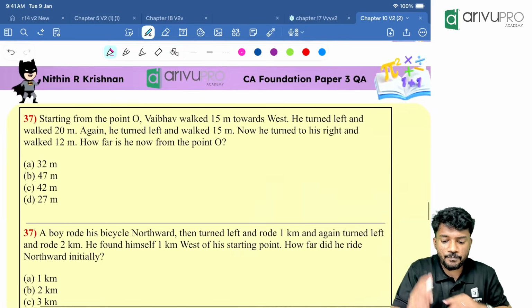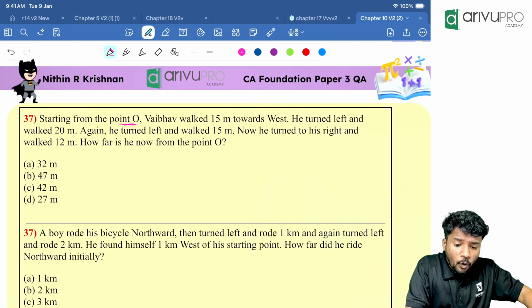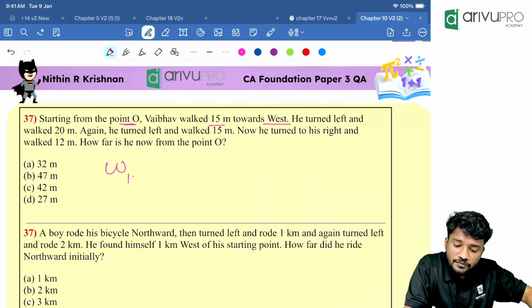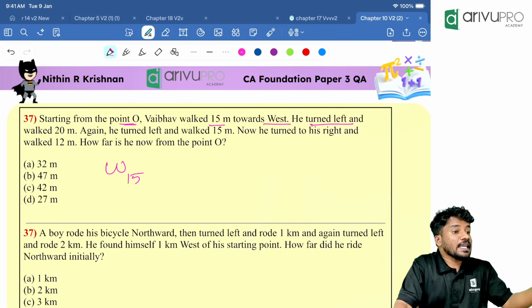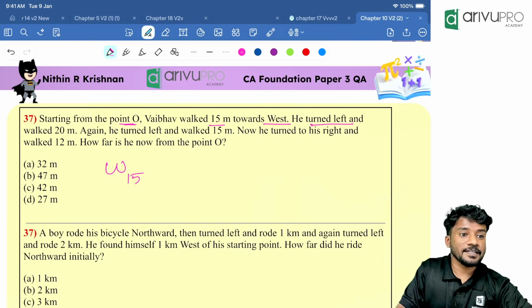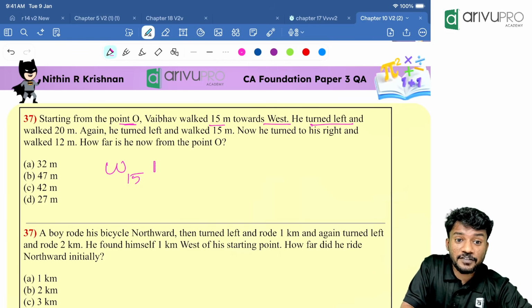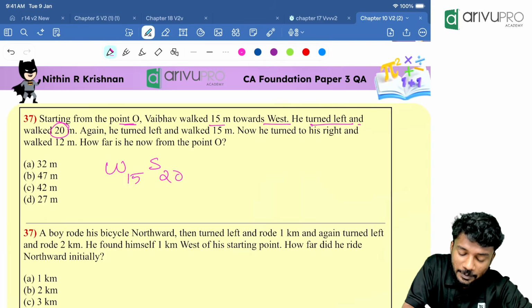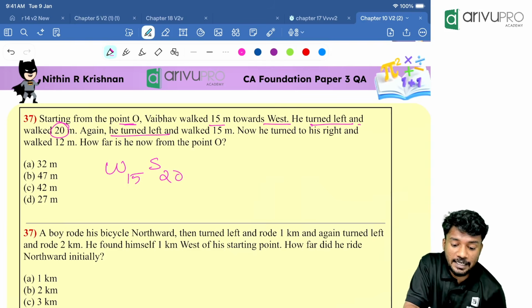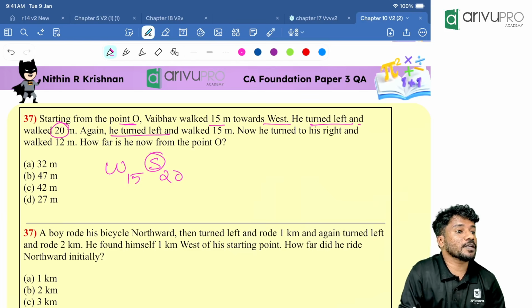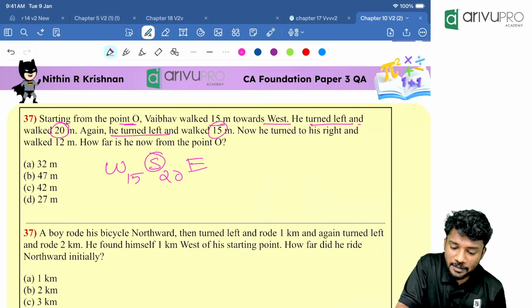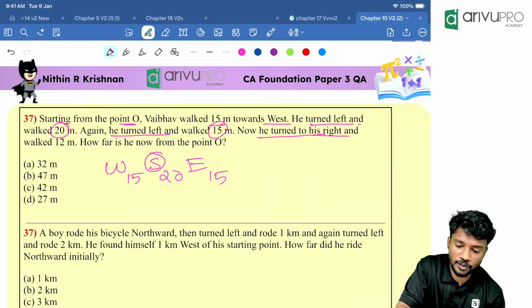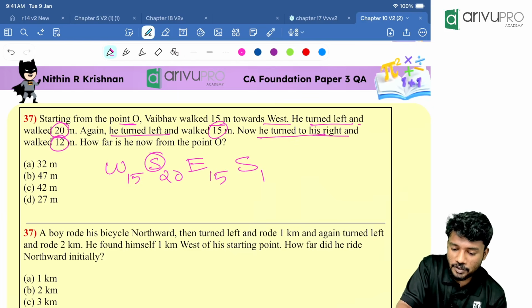Look at this question. Starting from a point O, Vaibhav walked 15 meters towards west. So west 15. He turned left. Left of west is south, and walked 20 meters. Again he turned left. Left of south is east. 15 meters. Now he turned to the right. Right of east is south. 12 meters.